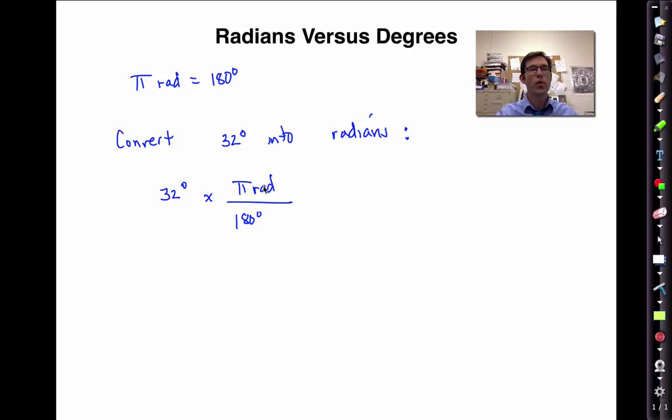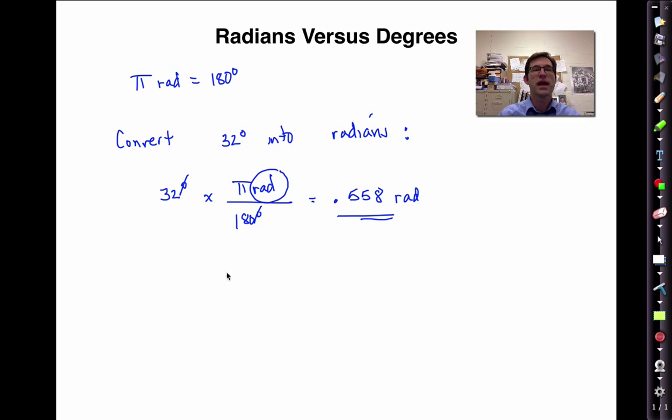Now, why do I do that? Well, number one, because these two things are equal, so really that fraction is equal to 1. But why do I have the pi radians on the top and the 180 degrees on the bottom? I do that so the degrees cancel and I'm left with units of radians. We'll go the other way around in a second. Then you just use your calculator, 32 times pi divided by 180, and we get a very unsatisfying 0.558 radians. So 32 degrees and 0.558 radians are the same.